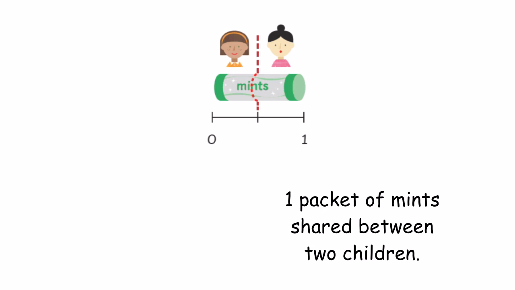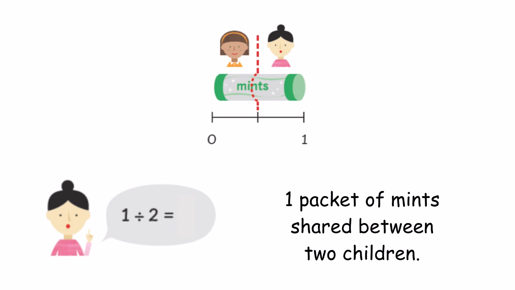Our friend from Maths No Problem is here to help us. She says the number sentence will look like this. One packet of mints shared equally, divided between two children. How are we going to show the answer? How might we write one part out of two parts? Pause the video and see if you can complete the number sentence.